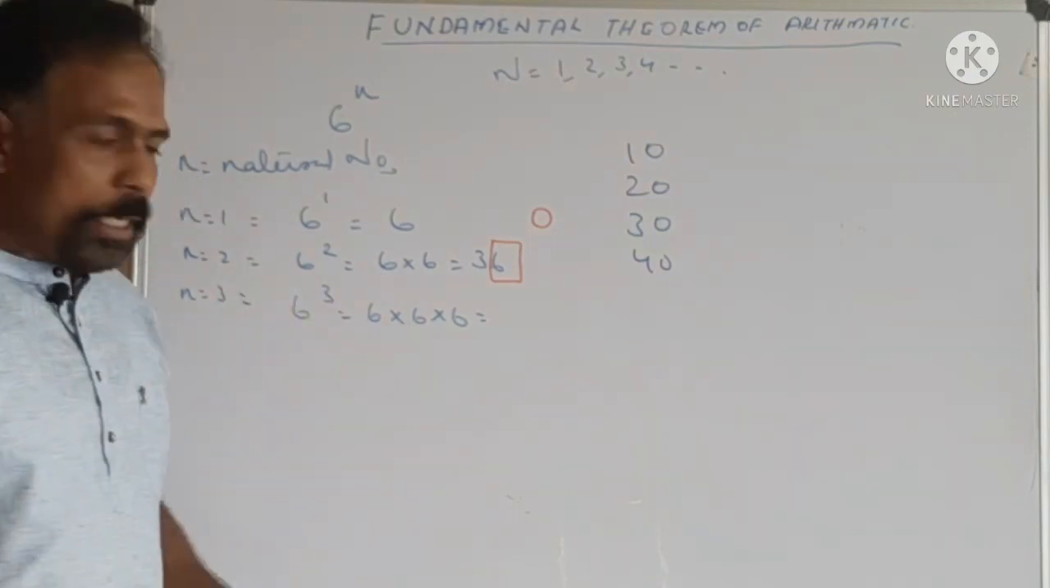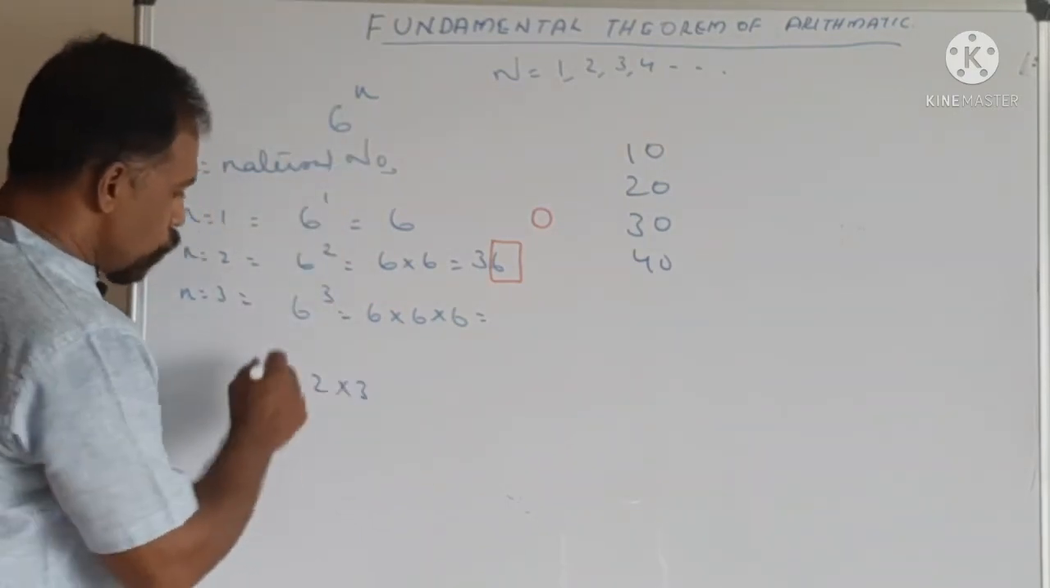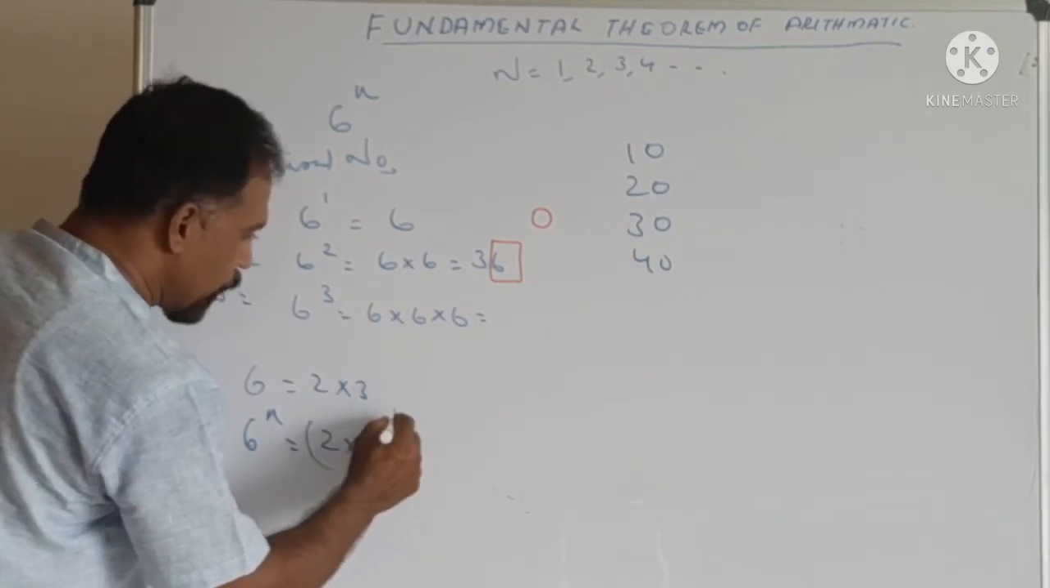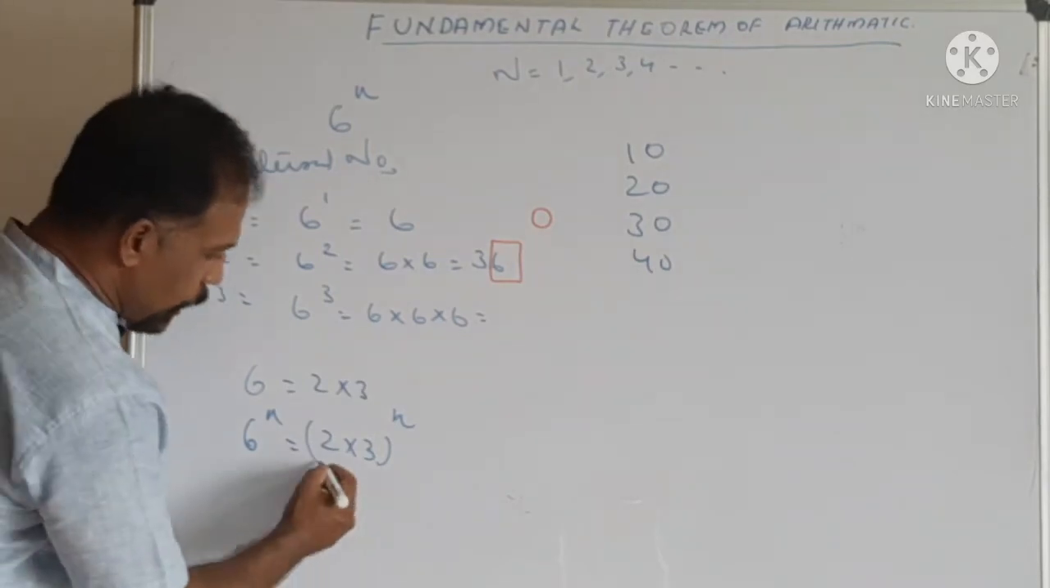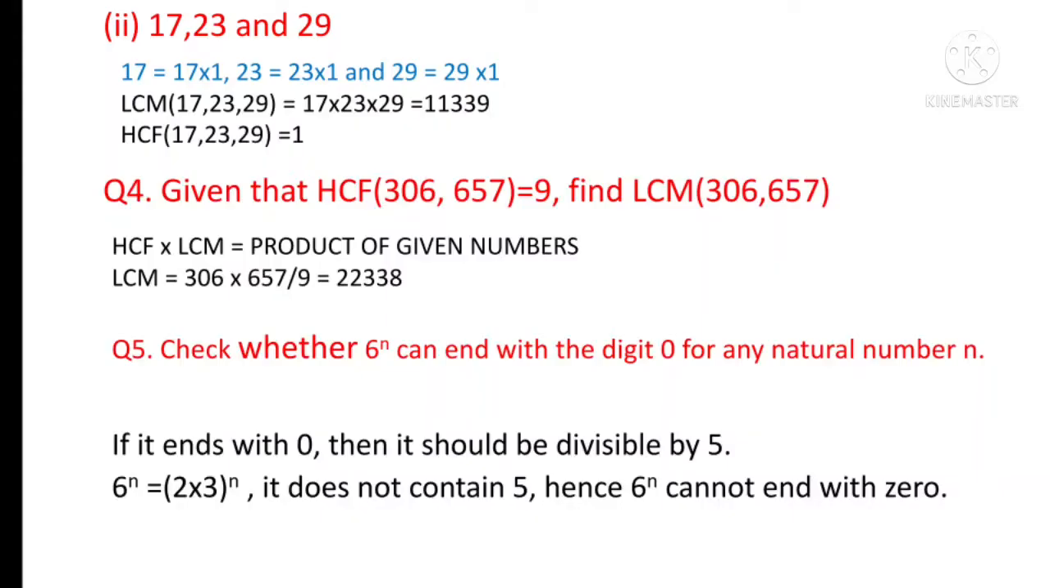Now, how can we check it? Now, let us see 6. 6 can be written as 2 into 3. So, 6 to the power n can be written as 2 into 3 to the power n. Here, 5 is not there. Remember, if it ends with 0, then it should be divisible by 5. So, in this factorization, it doesn't contain 5. So, 6 to the power n cannot end with 0.